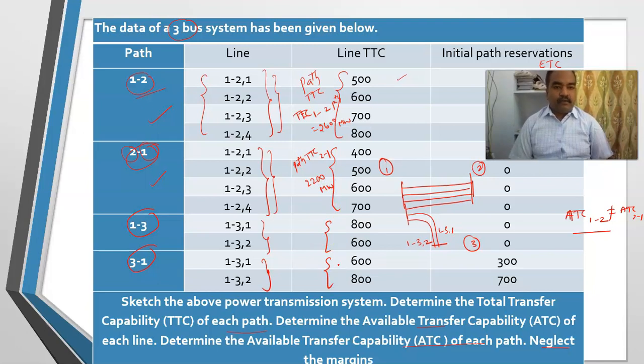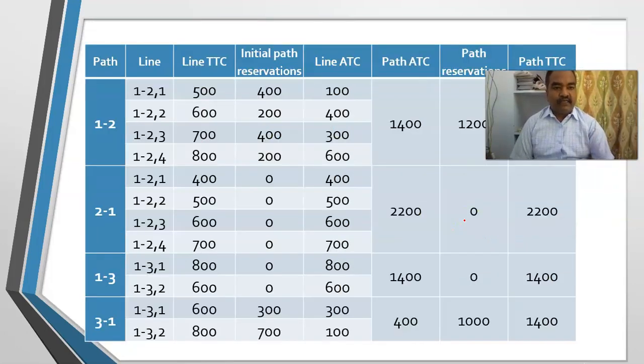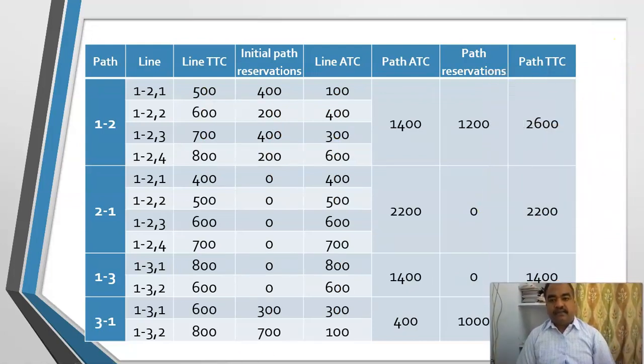Now each line has initial path reservations. If you can see, since the margins are neglected, line TTC minus path reservation gives you ATC. That we have done here. So you can see this is the data which has been given to you up to here, right? So how will you calculate the line ATC, since we are neglecting margins?